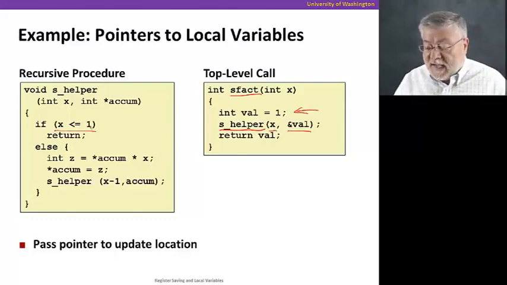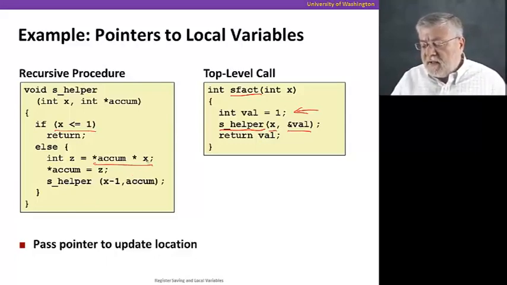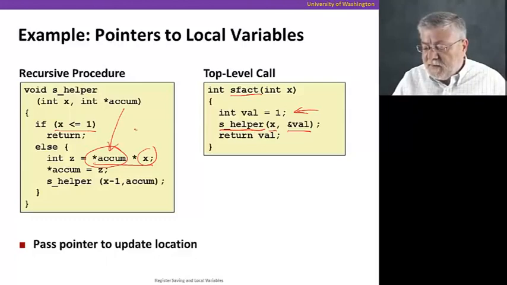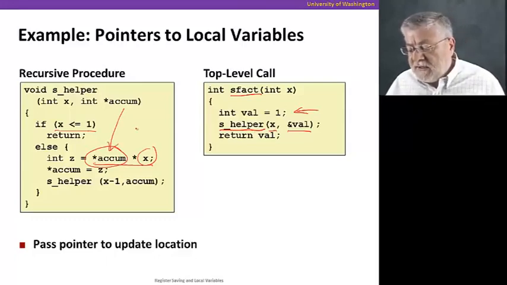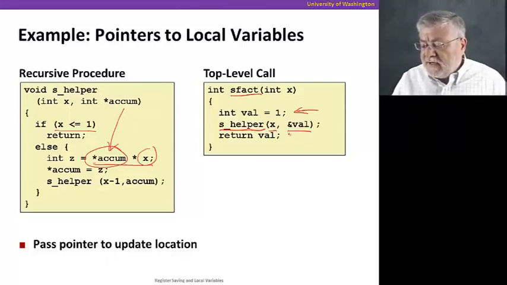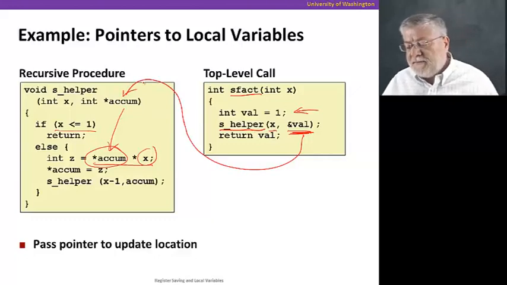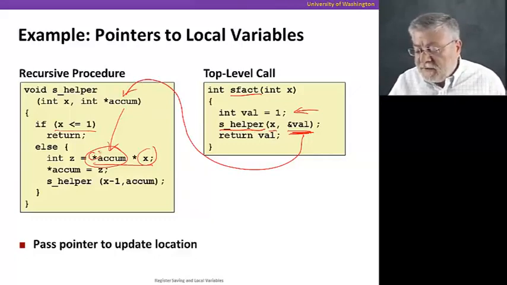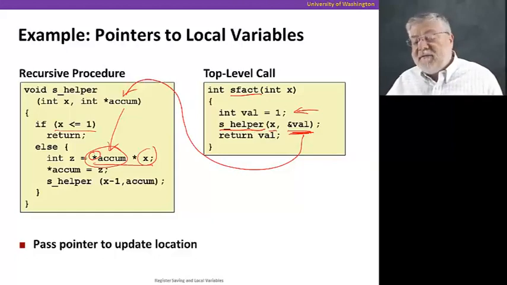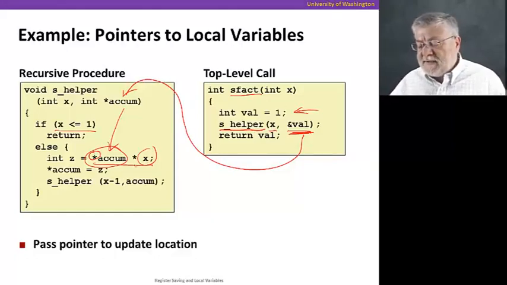The helper function is going to see if x is less than or equal to 1. If it is, it's just going to stop. And if it's not, it's going to perform the multiplication of x times that value, that address that was passed to it as an argument. You'll notice that the address of val was passed to this helper function as a pointer, right? And then we dereference the pointer to go get that value and multiply it times x.